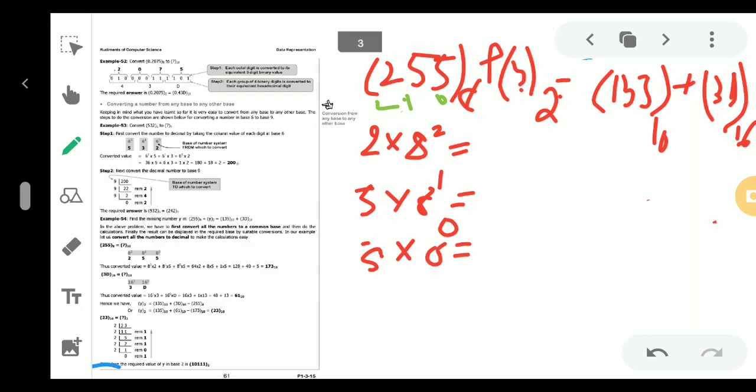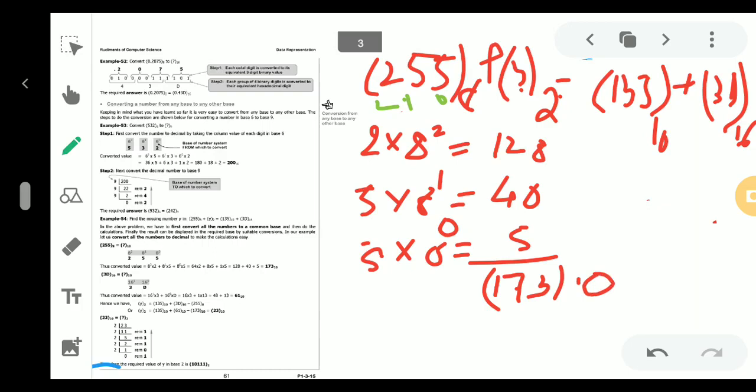So the answer we are getting is 64 into 2, that is 128. 5 into 8 is 40, and anything to the power 0 is 1, so that means 5. If we add the whole numbers, we are getting 173 base 10. Okay, so this part we have done.